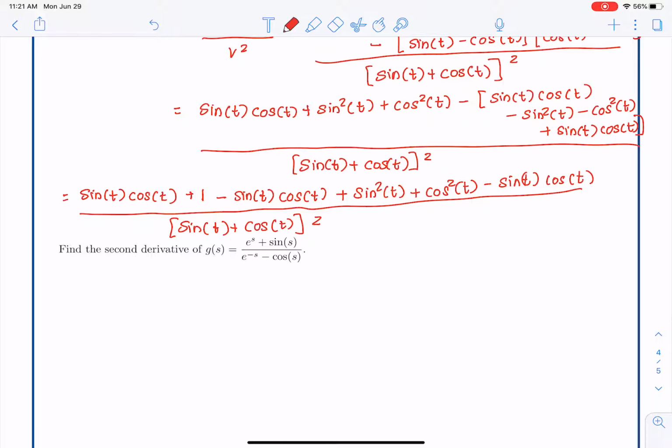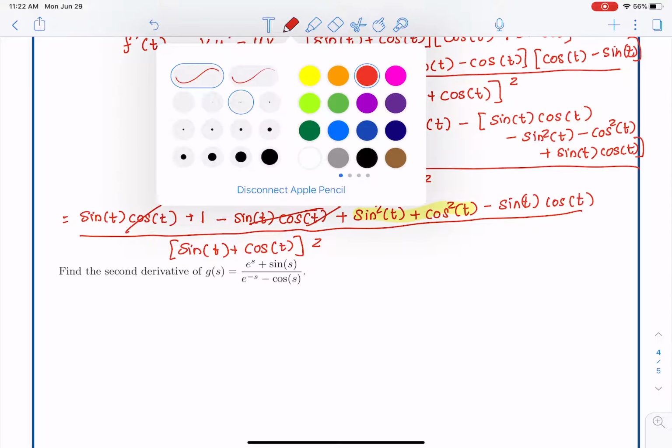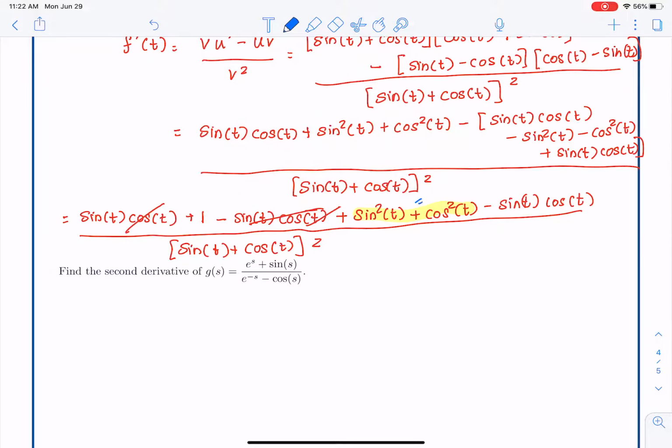So that term and that term would go away, and we have sine squared t plus cosine squared t equaling 1. I already have 1 here, so 1 plus 1 would be 2 minus sine t times cosine t divided by sine t plus cosine t, squared.